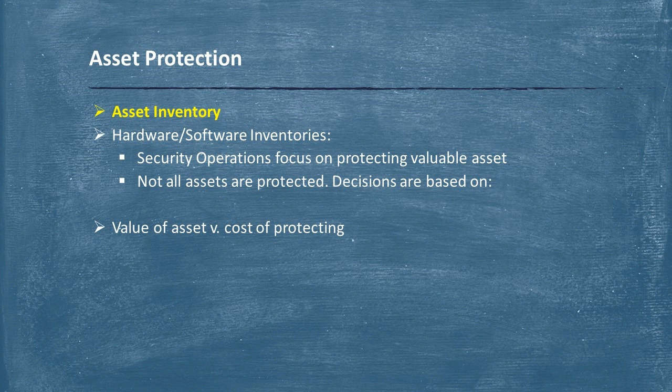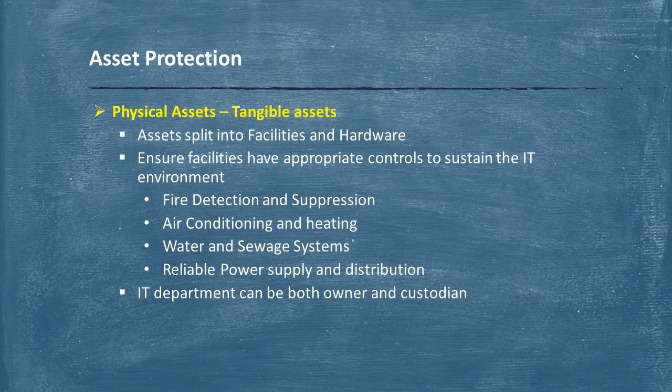If the value is going to be very less, then there is no point in spending more money to get it protected. Instead, you can buy a new asset. It depends on the value of the asset, how much you spend to protect it. We first look at the physical assets, which are tangible assets. Even the physical assets can be split into facilities and hardware.